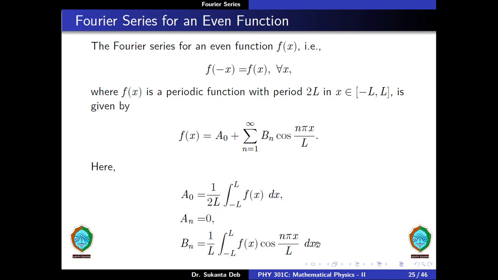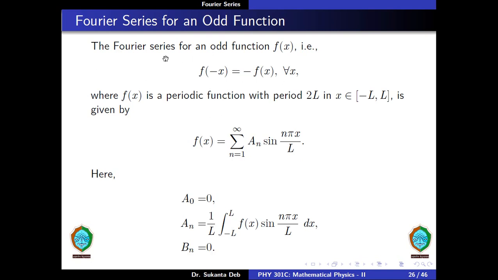Here the coefficient a_n becomes equal to 0 because a_n is equal to 1 by l integral from minus l to l f(x) sin(n pi x by l) dx. Now f(x) in this case is an even function in the range minus l to l, but sin(n pi x by l) is an odd function of x in the range minus l to l, and we know that the integral of the multiplication of an even function and an odd function in the complete range minus l to l is equal to 0. That is why a_n is equal to 0.